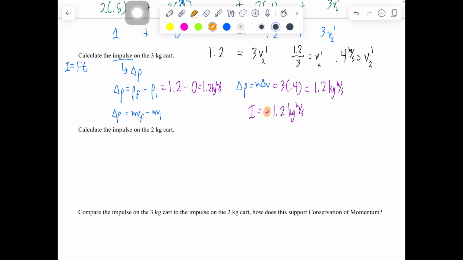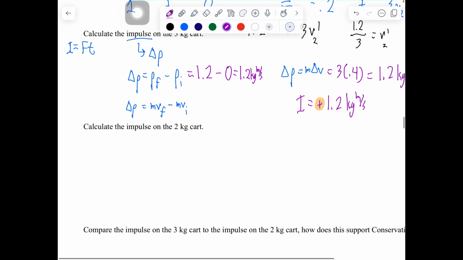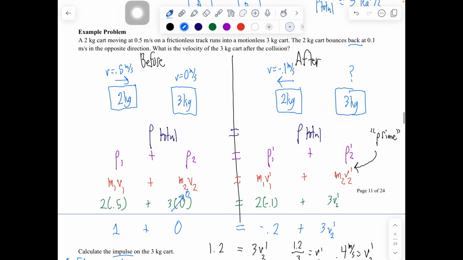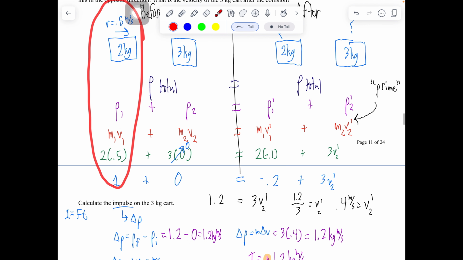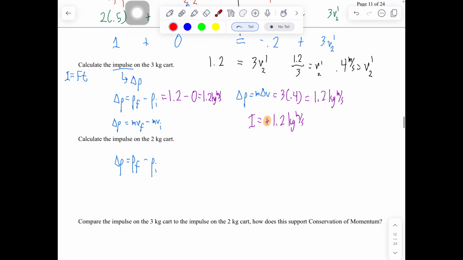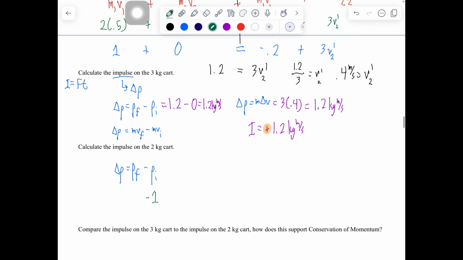All right, same process. Impulse is a change in momentum. Change in momentum is our final momentum minus our initial momentum. Look up at your 2 kilogram cart. What did you start with? Well, you started with 1 momentum. That's what we end up with down here. That's just the momentum of the first object. And that is our initial momentum, of course. So this is 1. What's our final momentum?